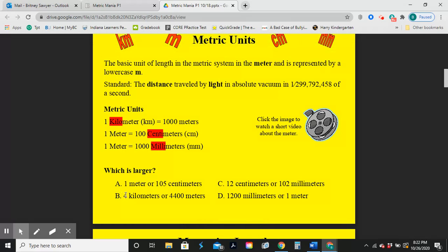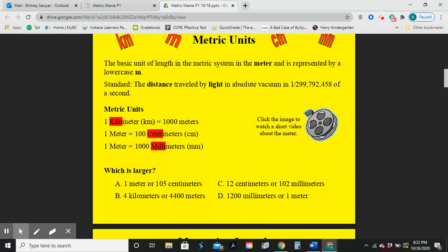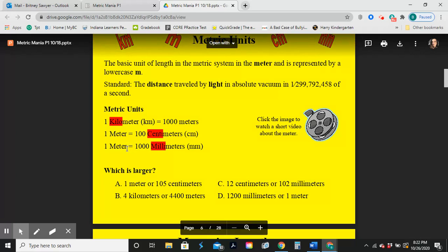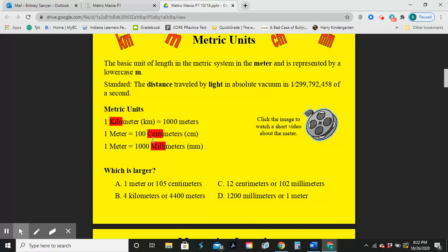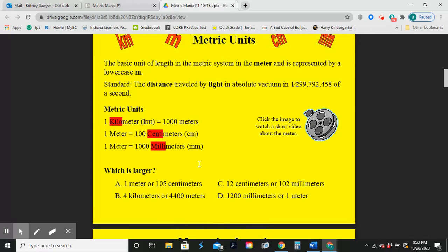Now on B, we have 4 kilometers or 4,400 meters. Kilo, remember, is what? How many meters? 1,000 meters. So 4 kilometers or 4,400 meters. Which one is bigger? C, 12 centimeters or 102 millimeters. Okay, so to get this right here, we would say we have 12 centimeters or 102 millimeters. Which one would be bigger?